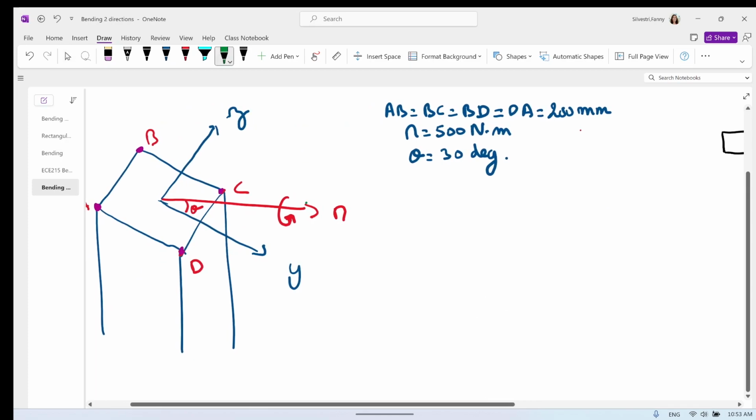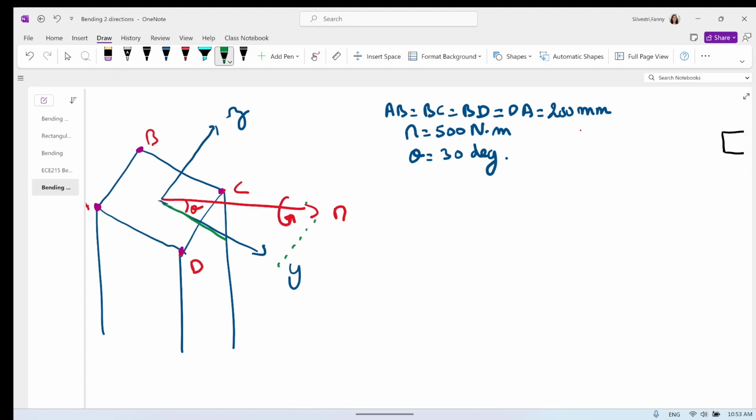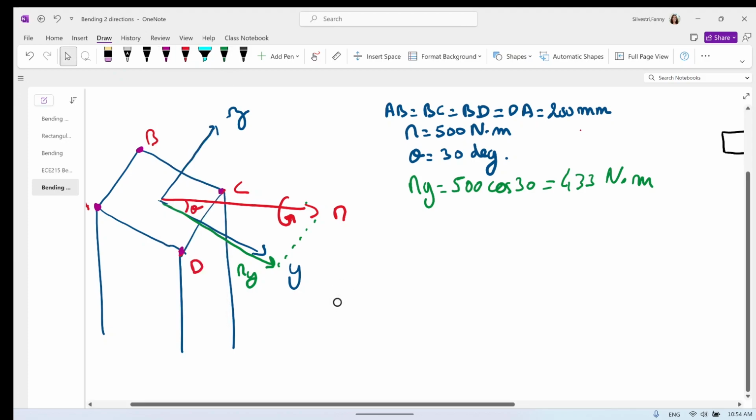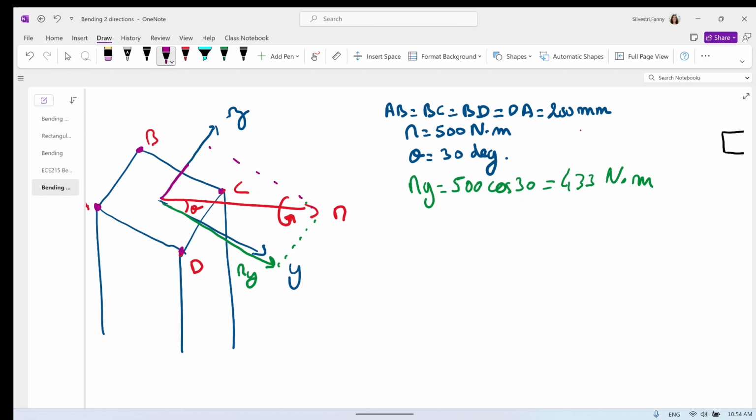So I will split the moment into the two components. So we have the My, equal to 500 cosine 30, equal to 433 Newton meter. And we have the moment on Z, this one, Mz, and I forgot to show the direction of the rotation. So Mz is equal to 500 sine 30, the angle theta, that is 250 Newton meter. Okay, the green moment is in that direction.